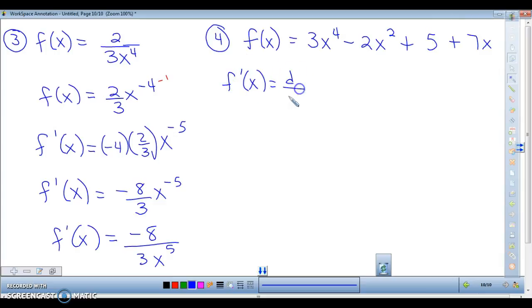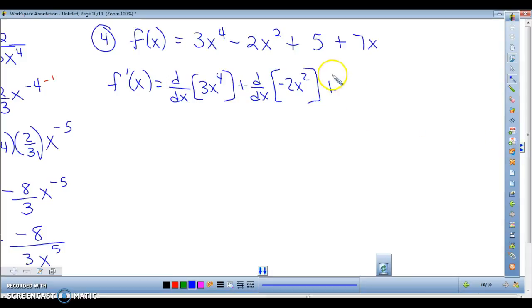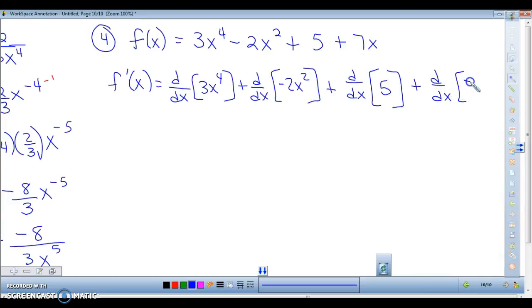So we can take the derivative with respect to x of 3x to the 4th, and then take the derivative with respect to x of negative 2x squared. And then, let me slide this over a little bit, plus the derivative with respect to x of 5, and then take the derivative with respect to x of 7x. Okay, so you're just looking at these as being the sum of 4 different functions.